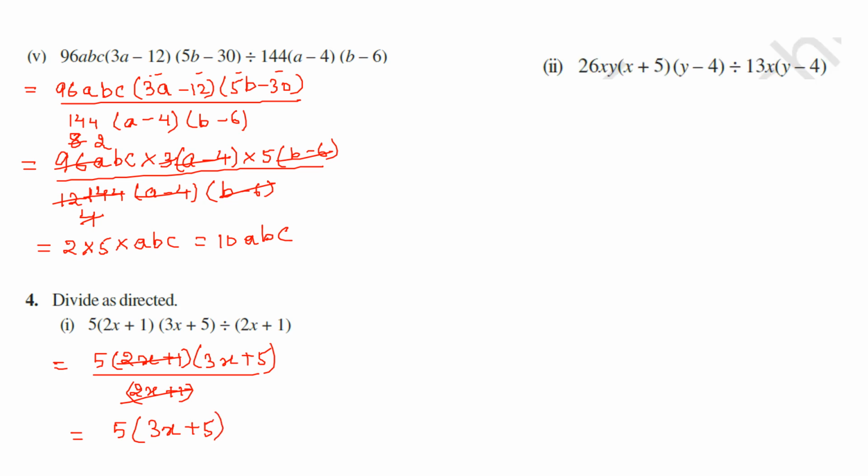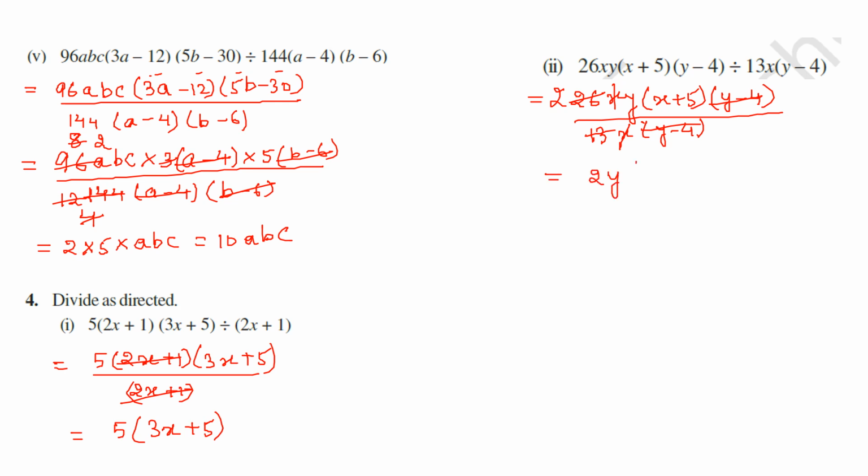Now second question. 26xy multiplied by x plus 5 multiplied by y minus 4, divided by 13x into y minus 4. So again I am going to write it in the form of numerator and denominator, divided by 13x into y minus 4. Now 13 times 2 is 26. x and x will get simplified. y minus 4 and y minus 4 will get cancelled out. So I am left with 2y times x plus 5. So this is your answer.